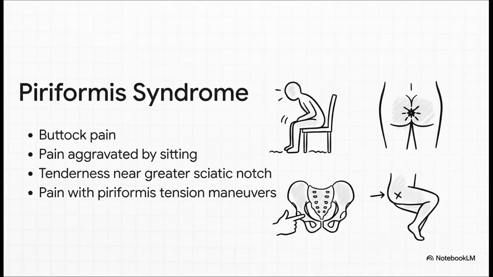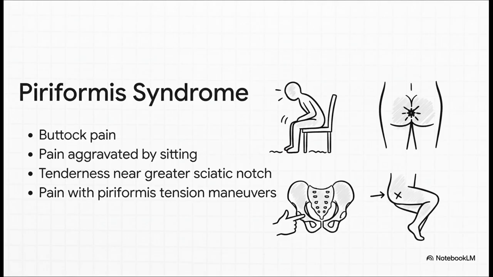Now, figuring this out can be tricky, but a systematic review from Ho-Pai Yen and Daniel Yen gives us a fantastic clinical checklist. And while we have to admit the overall evidence quality isn't super high, they pulled out the 4 most common findings. First, buttock pain. Second, and this is a big one, pain that gets way worse with sitting for more than 15 or 20 minutes, you know, the classic wallet sign. Third, you'll find tenderness when you palpate near the greater sciatic notch.